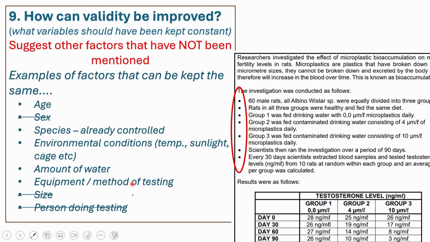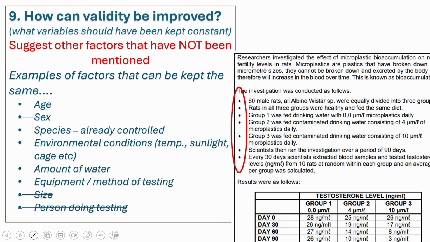Right, equipment or method of testing. How did they measure the testosterone level and how did this affect the rats? It might have affected the way that testosterone was extracted from the rat, and may have affected how much testosterone was extracted. So we need to keep the method of testing the same.